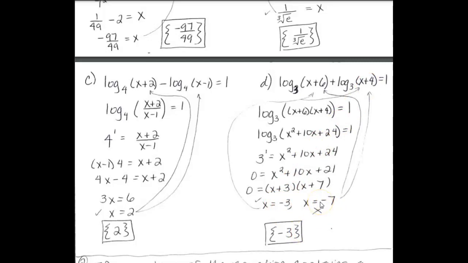However, when I check -7, -7 plus 6 is a -1. That can't be an argument of a log function. So we just throw it out, even though it also does not work here. As soon as you plug it into one expression and you get a no, then you can't use it. So -7 is not allowed because it's not part of the domain. So our only solution is -3.